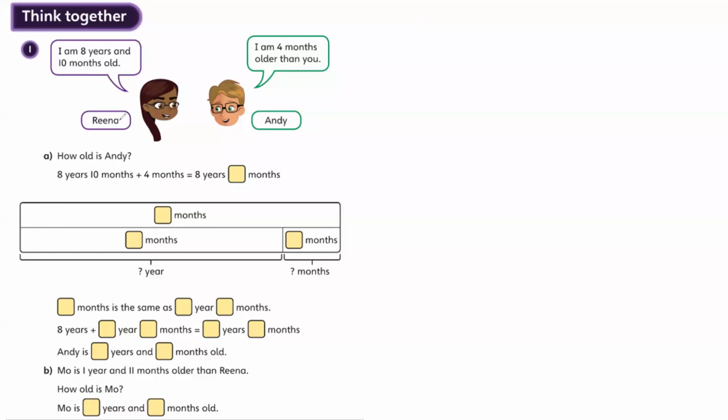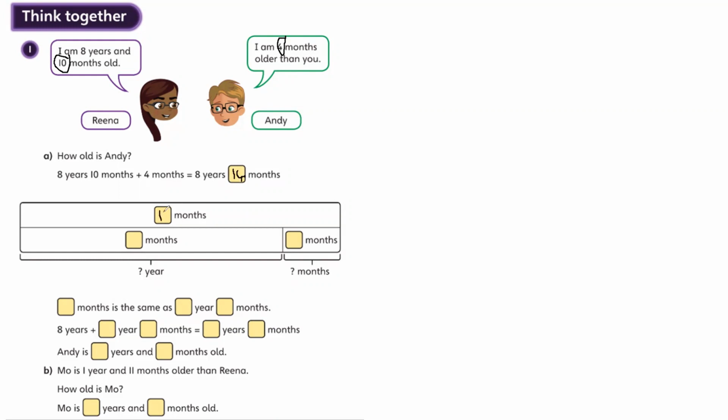So if we add the months together, we've got 10 months here, and then we've got 4 months here. So 10 plus 4 is 14. So 8 years and 14 months. So I wonder how many of you have noticed that that's not quite right. So we've got 14 months here.